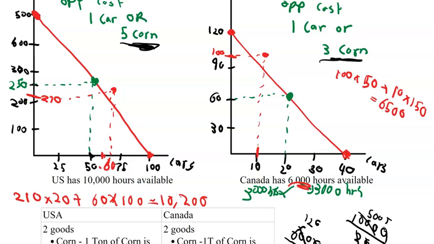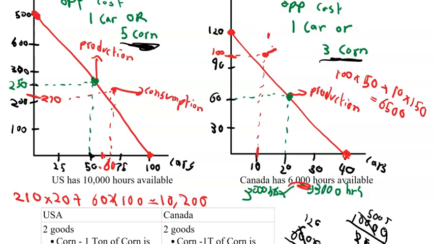If we look at this, this is our production line, and this is our consumption point. Same thing with Canada. This is our production line, this is our production point, and this is my consumption point. So even though I'm producing at an efficient point on the line, I'm able to consume at a point that is outside of the production possibilities frontier for both the US and Canada.